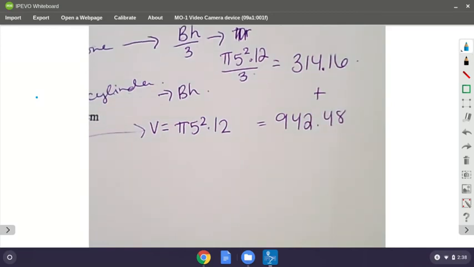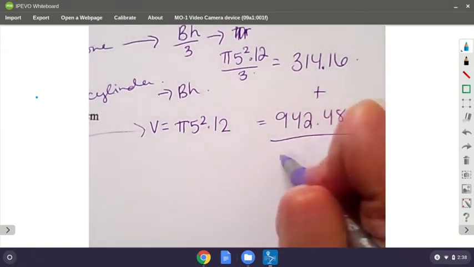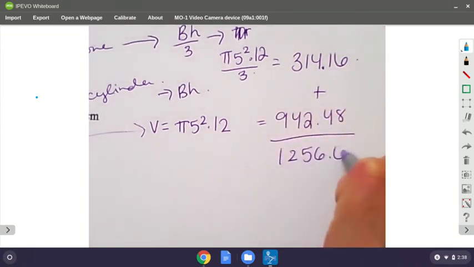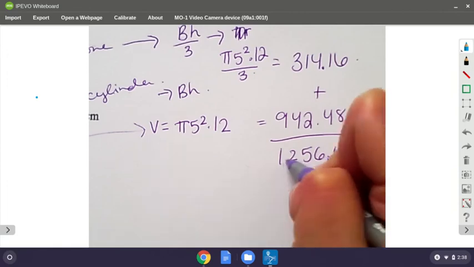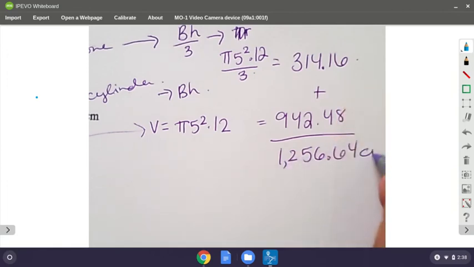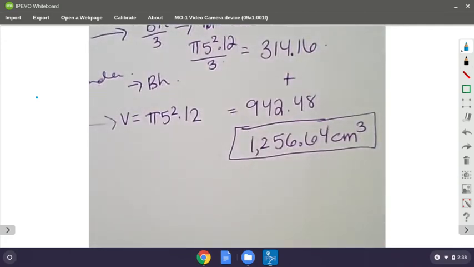So 314.16 plus 942.48, and it's 1256.64. And this would be cubic centimeters. So that would be the volume of the entire shape.